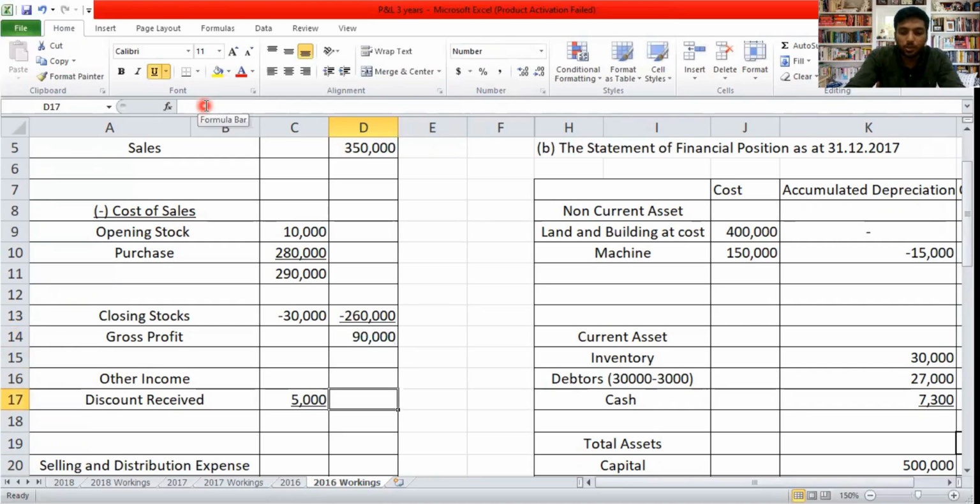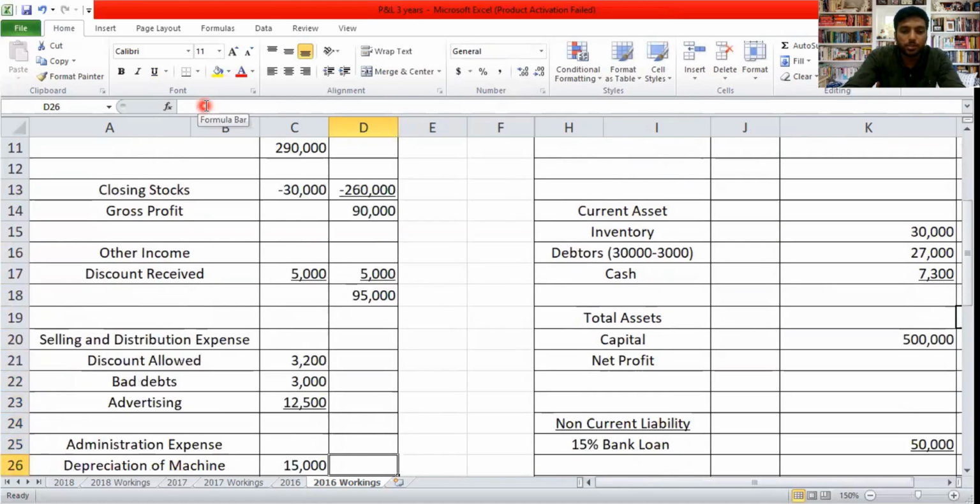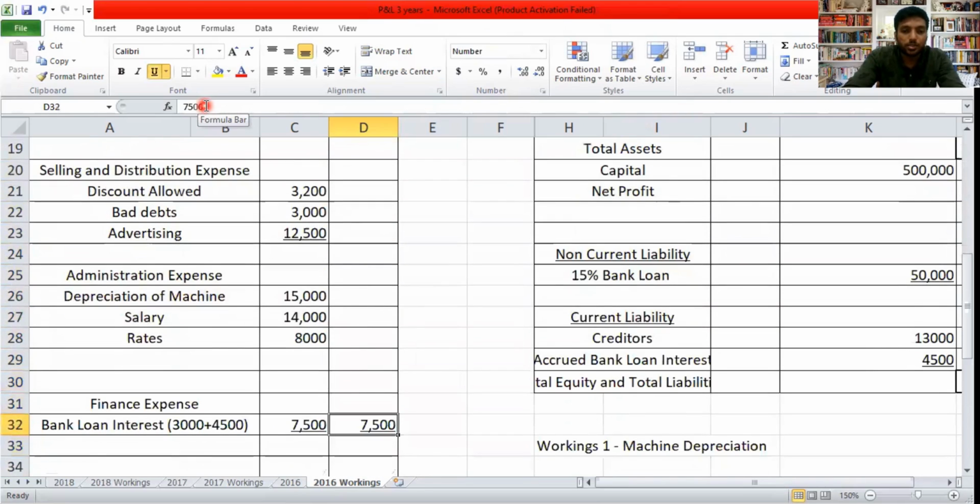Then you add this 5,000 to 90,000, you will get 95,000. Then you have selling and distribution expenses, administration expenses, and finance expenses. So let me finish it up soon. 3,200 plus 3,000 plus 12,500 will give me 18,700. That's done. Then we have 15,000 plus 14,000 plus 8,000 will give me 37,000. So I'm done with that also. But these are all minus figures.